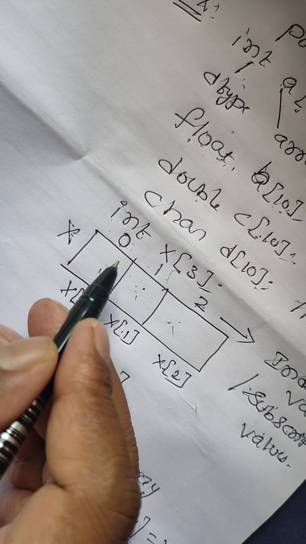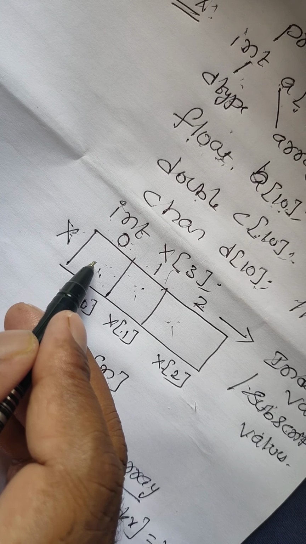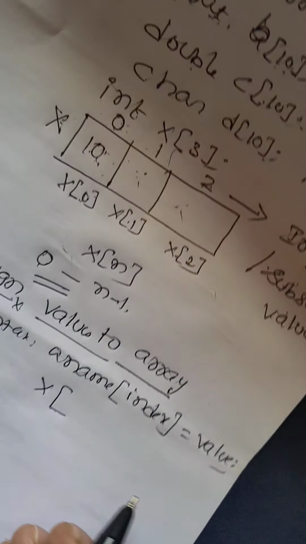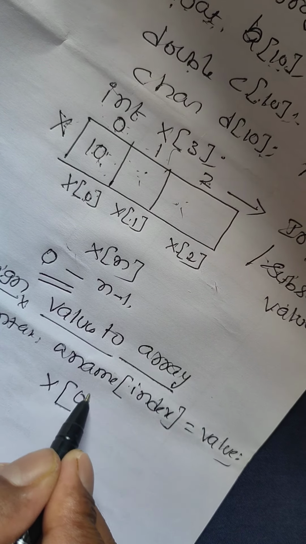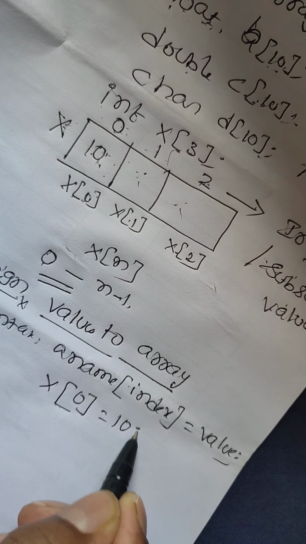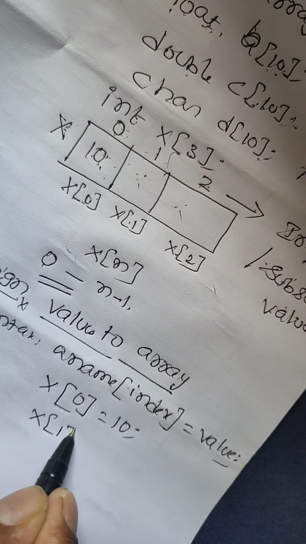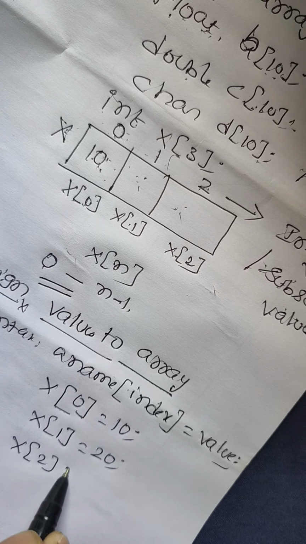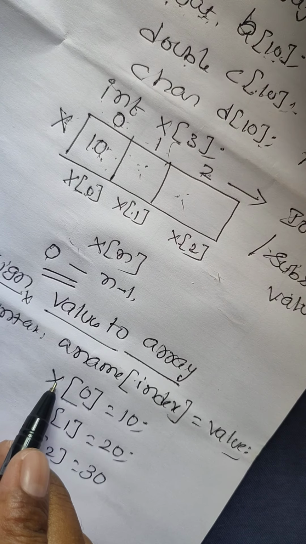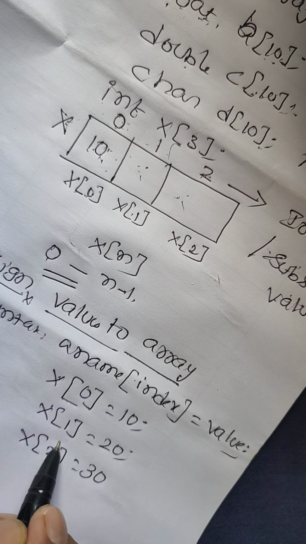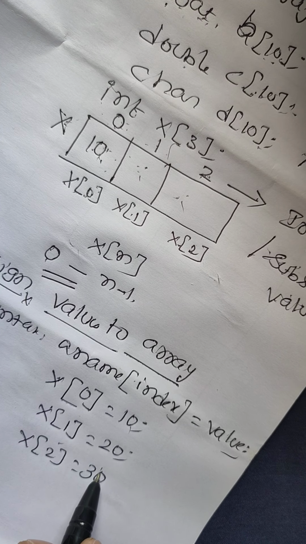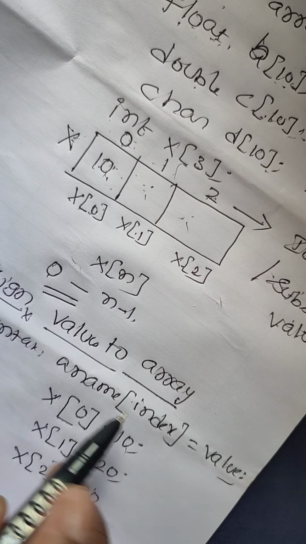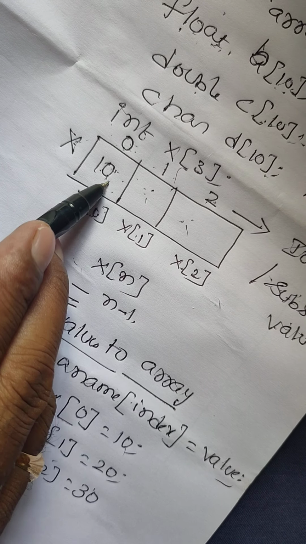Now I would like to give this box the value 10. My intention is to store the value 10, so for this one I am writing x of 0 equals 10. Now if you write x of 1 equals 20 and x of 2 equals 30, here x is the name of the array, 0, 1, 2 are the index values, and 10, 20, 30 are our assigned values. So here x of 0 equals 10. That means this box will be the allocation of 10.